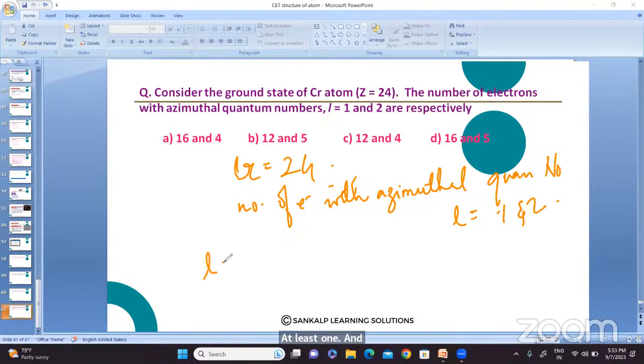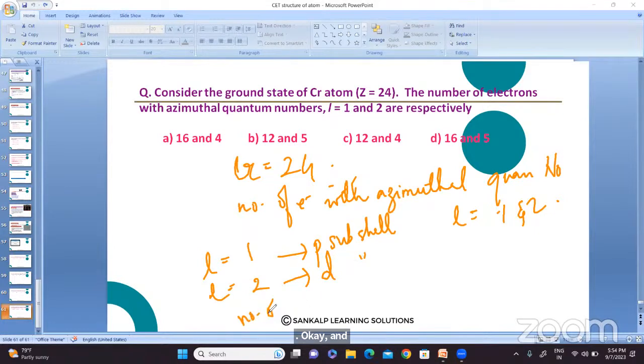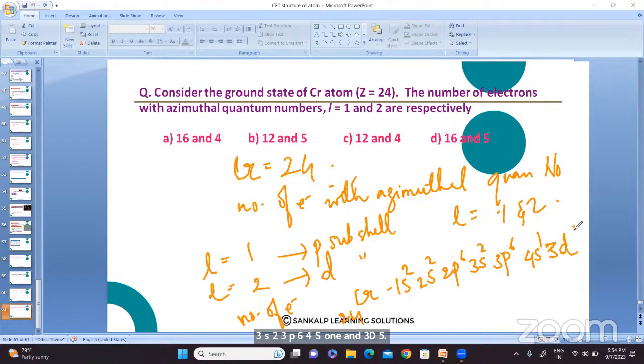l equal to 1 means what? It is the p subshell. And l equal to 2 means it is the d subshell. Now the number of electrons can be calculated as chromium is 24. So it will be 1s2, 2s2, 2p6, 3s2, 3p6, 4s1 and 3d5.